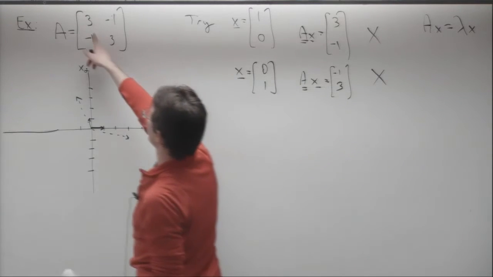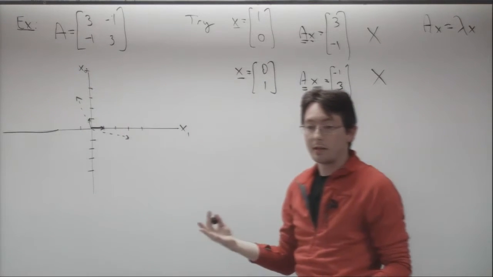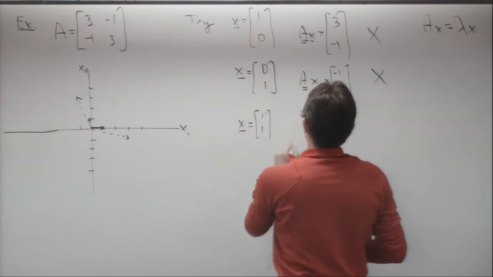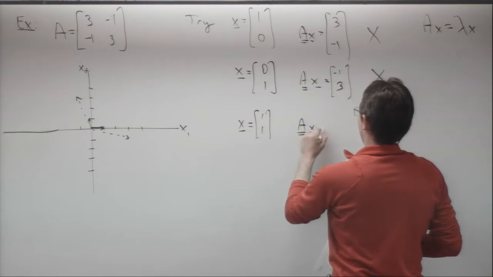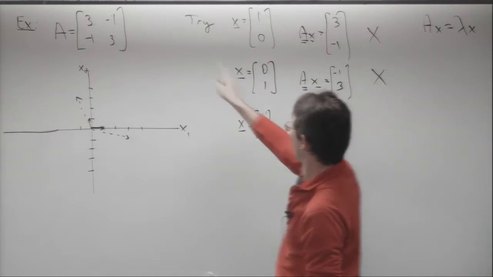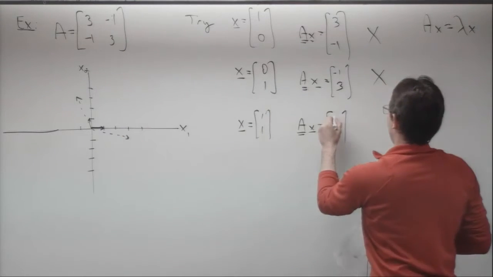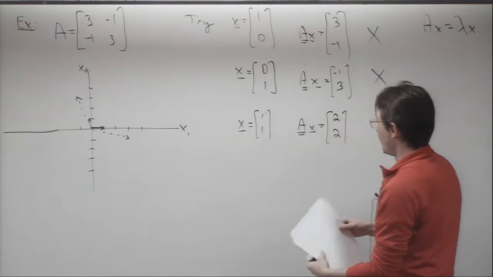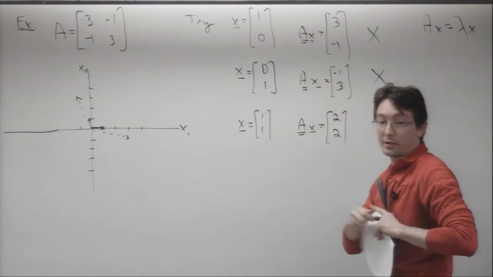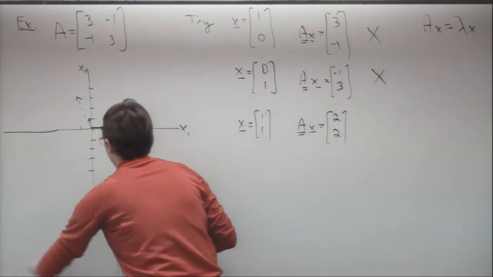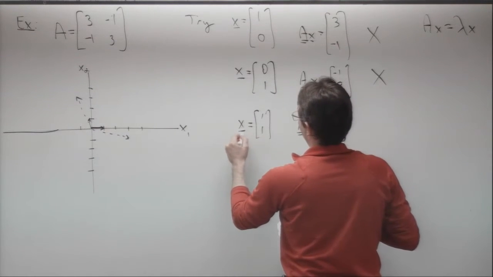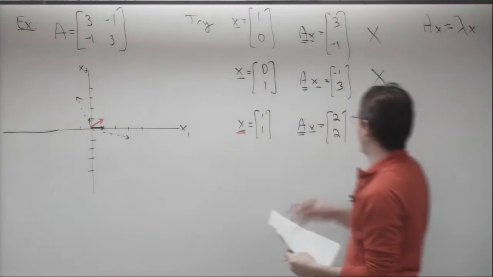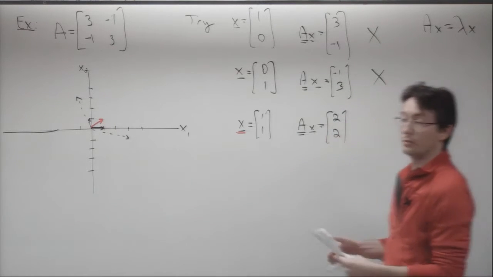Now this is kind of an easy equation because it's symmetric. And so I might think that if I try something symmetric like x equals 1, 1, what does A times x equal? Okay. 3 minus 1 is 2, and minus 1 plus 3 is also 2. So this is good. Okay, now this vector actually is in the same direction. Okay, so my little test vector here, x, was in the 1, 1 direction, and A times x is in the 2, 2 direction.